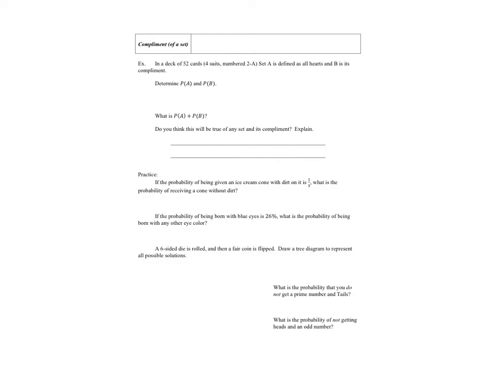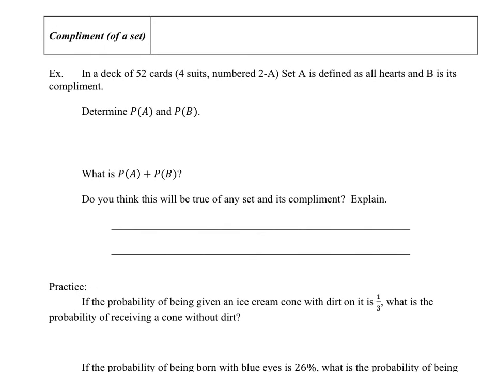Okay, on the back of the notes, we're starting with a definition. We need to define the complement of a set. So the complement of a set is just all outcomes not appearing within the set. And to give you an example of that, if we're talking about numbers and your set is even numbers, the complement of those is odd numbers.